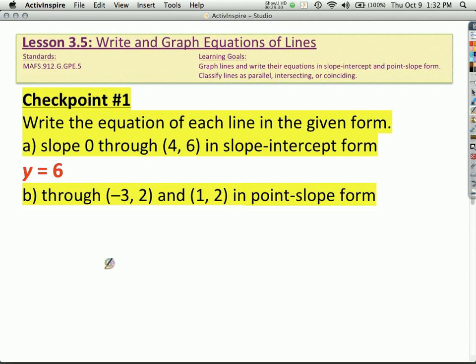Part B. What did you get? Let's go with Team E. Where's Team E? Right here. Start and going across. What'd you get? y plus 3 equals 0 times x minus 2. Okay. y plus 3 equals 0 times x minus 2. Okay.